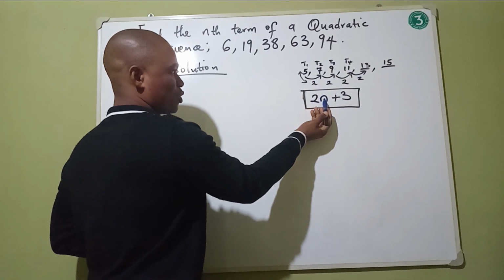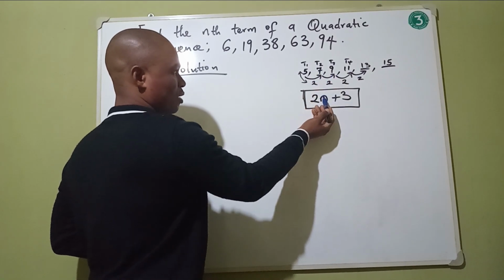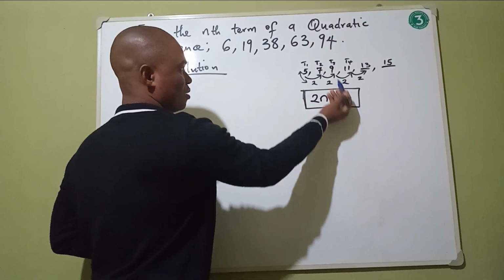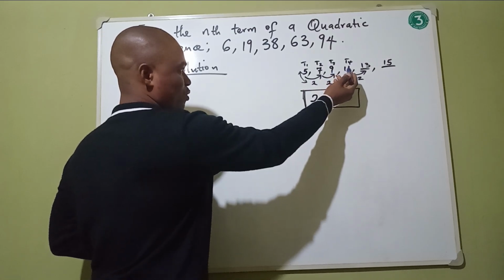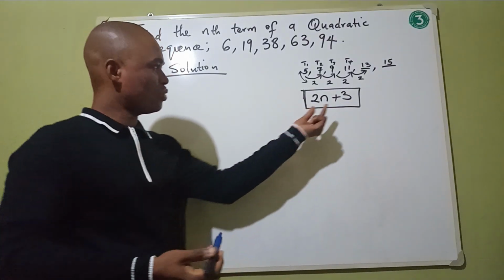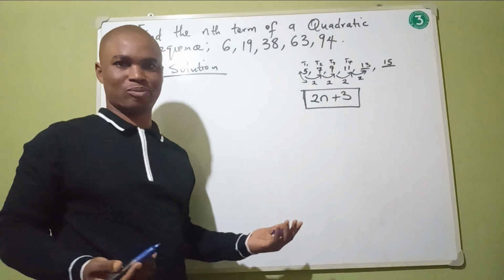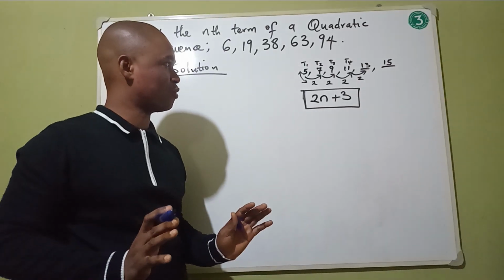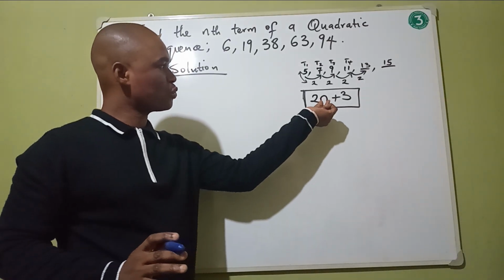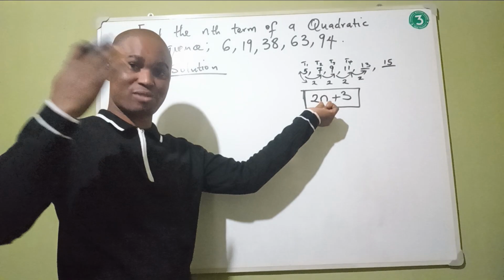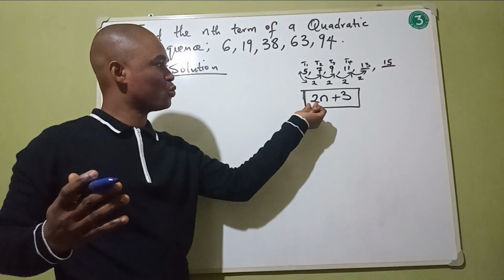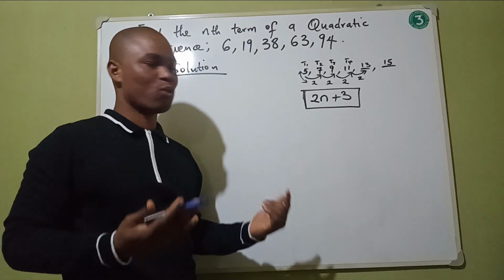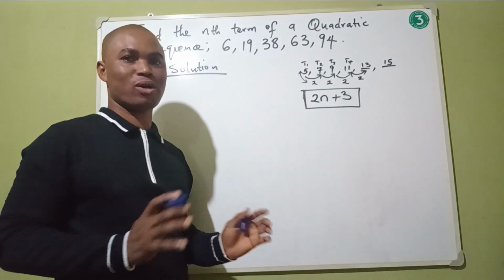If I substitute 3 here, if I want to get the third term, that will be 3 times 2, that will be 6. 6 plus 3 will give me 9. If I want to get the fourth term, like that. Now, if I use this to get the 50th term, it will be very, very easy for me to get. If I substitute 50 here, since I want the 50th term, 50 times 2 will give me 100. 100 plus 3 will give me 103. It's as simple as that.